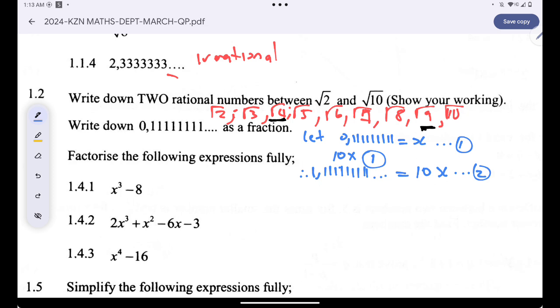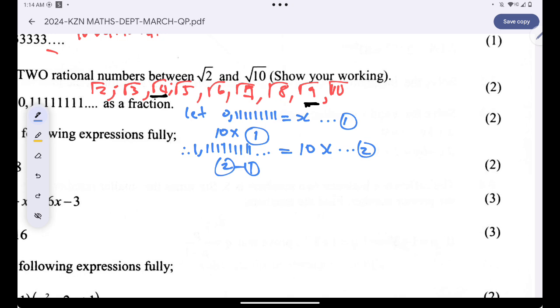I just need to find x now. How can I do so? I can say equation 2 minus equation 1. That simply means I'll have 1.11111 minus 0.11111. What will I get? I will get 1 is equal to 10x minus x. Let me write this down actually, instead of just talking.